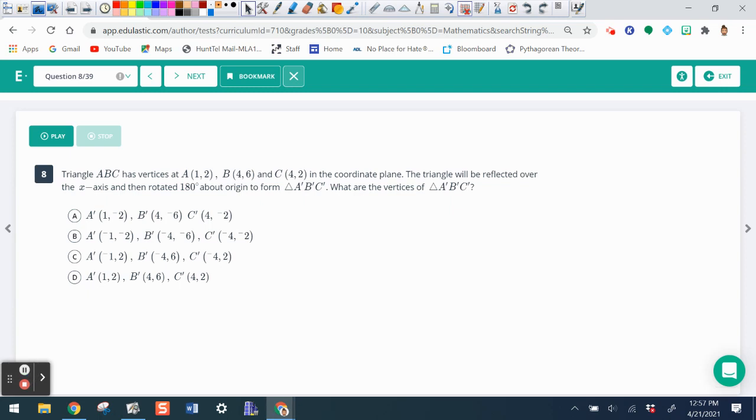So it says that triangle ABC has vertices at A, B, and C in the coordinate plane, and the triangle will be, let's highlight a couple words, reflected over the x-axis and then rotated 180 degrees about the origin to form triangle A prime, B prime, C prime. What are the vertices of triangle A prime, B prime, C prime?